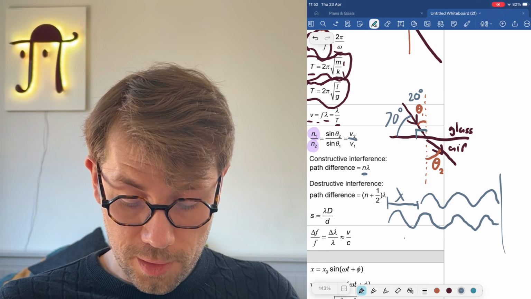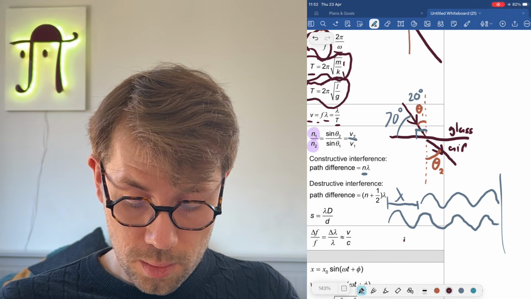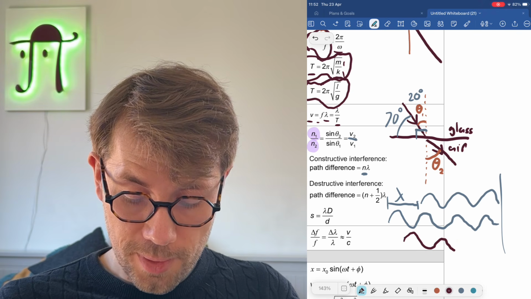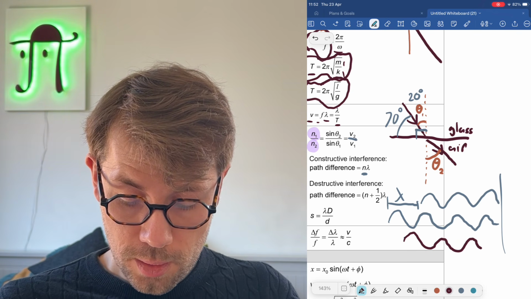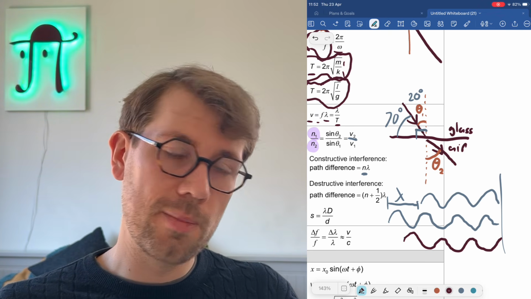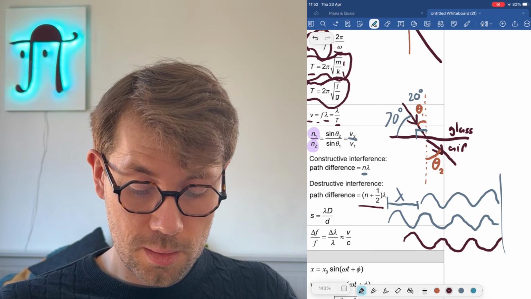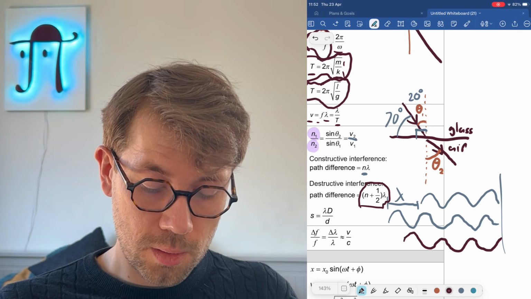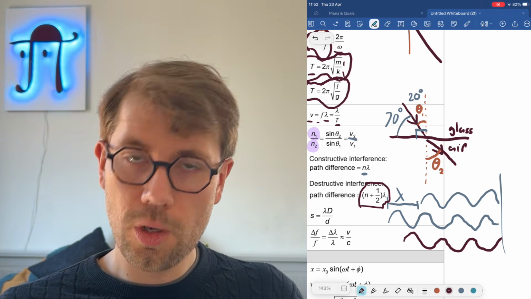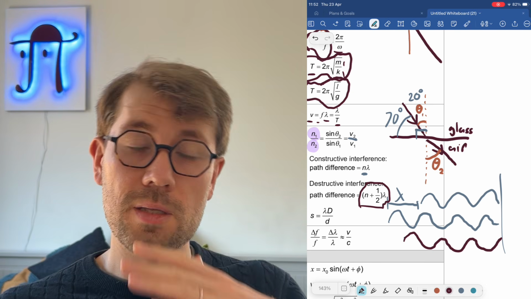If, however, I started half a wavelength behind, then the waves would be completely out of phase by the time they hit something. And that is where this comes in, because that's destructive interference. Because they're no longer in phase with each other, they're in antiphase, they cancel each other out.